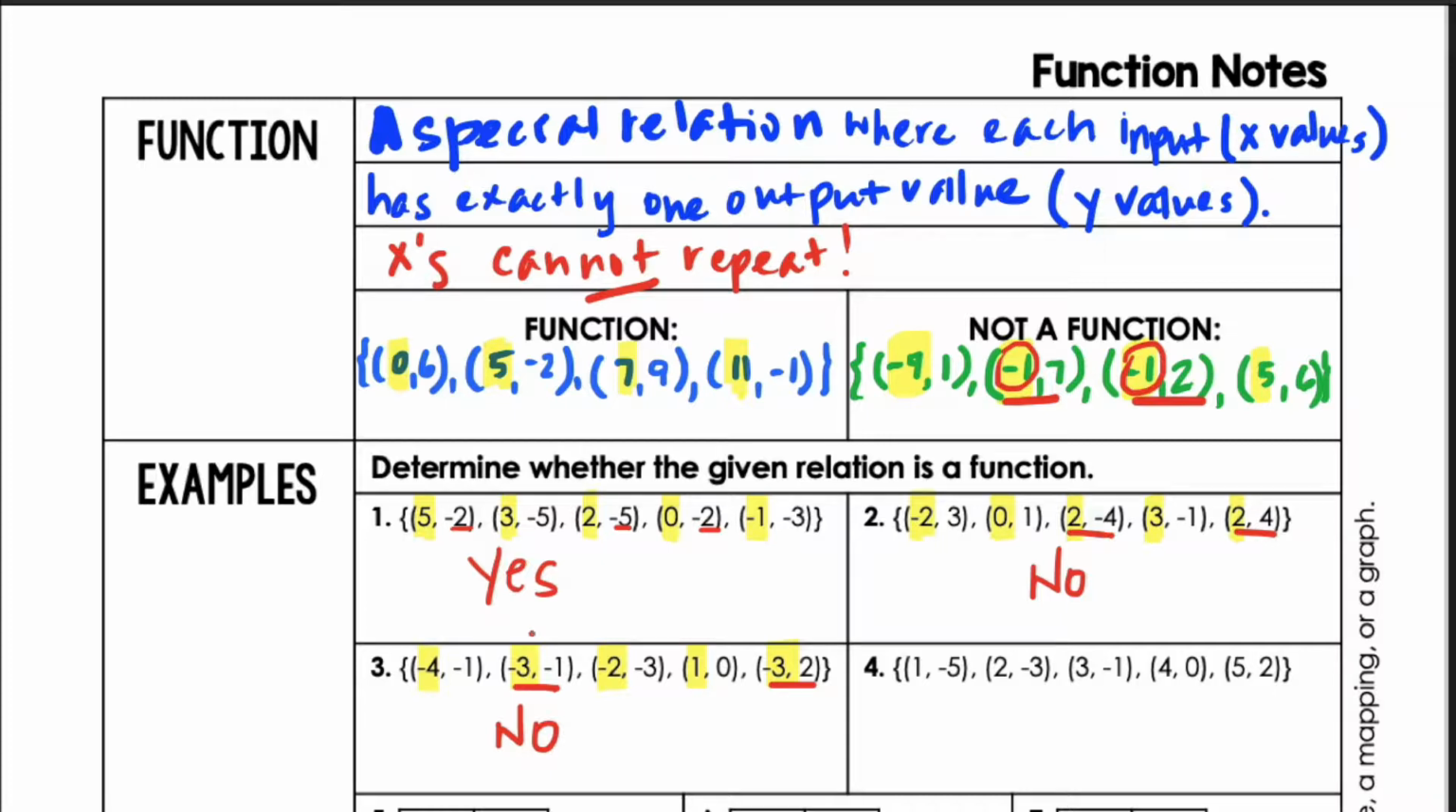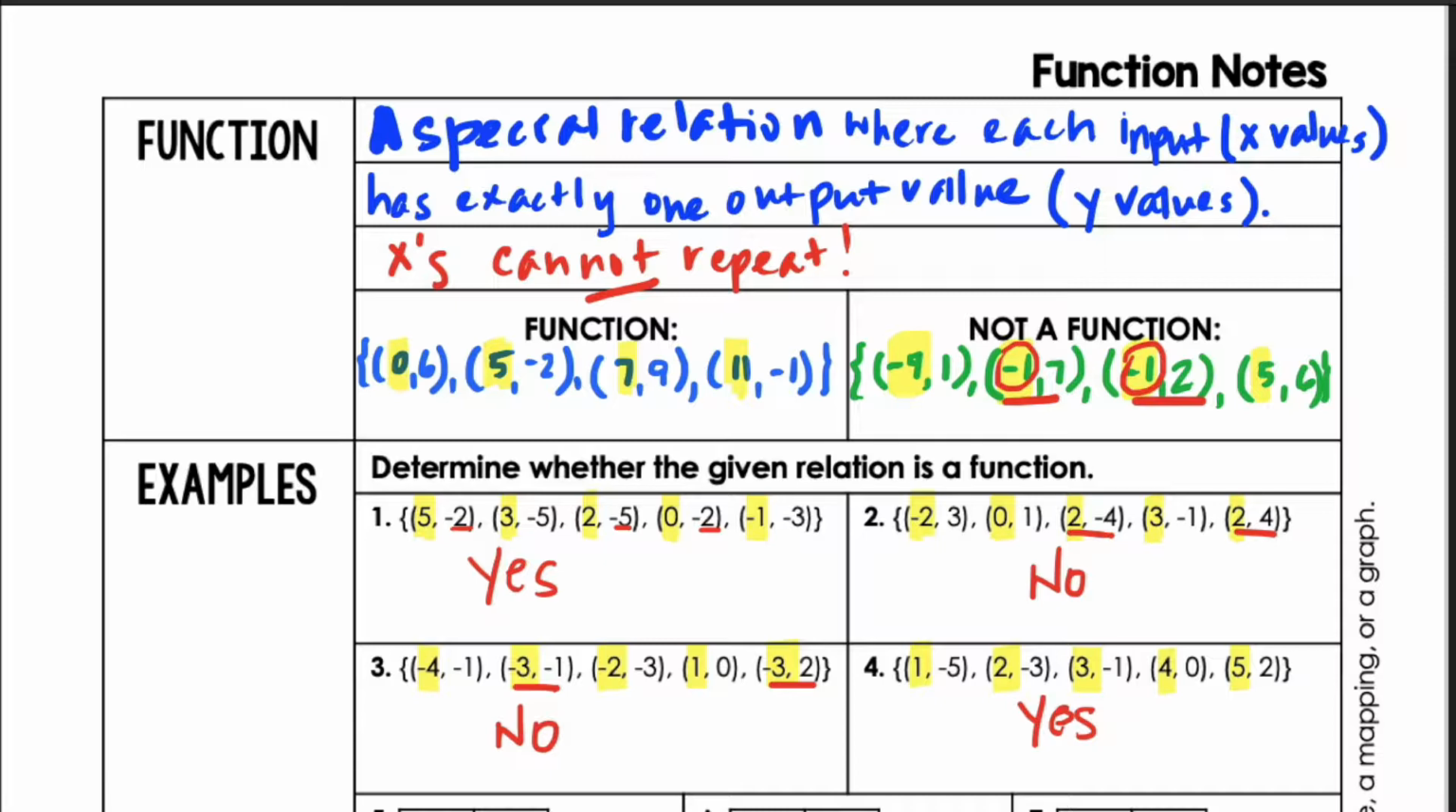For number 4, go back through and focus on our x values again. We have +1 as our x value here, +2, 3, +4, and +5. None of the x values here repeat, so this one is good. So the answer would be that yes, this relation does represent a function.